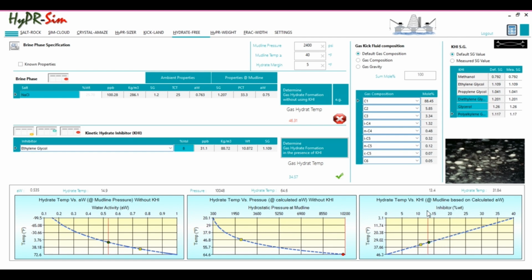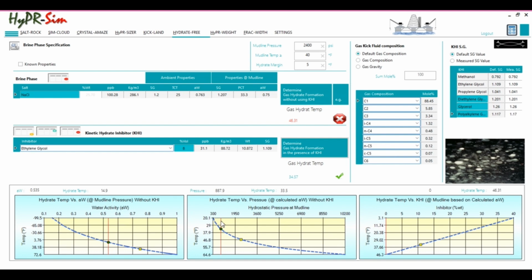Graph analysis. Let's move the cursor over to graph number 2 to analyze the relationship between pressure and gas hydrate formation temperature. The y-axis represents the gas hydrate formation temperature, while the x-axis represents the mudline pressure. As indicated by the x and y values displayed at the top of the graph, the gas hydrate formation temperature falls below 35 degrees Fahrenheit when the mudline pressure is reduced below 900 psi.